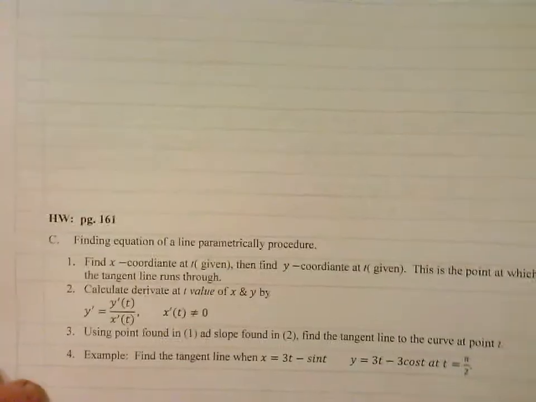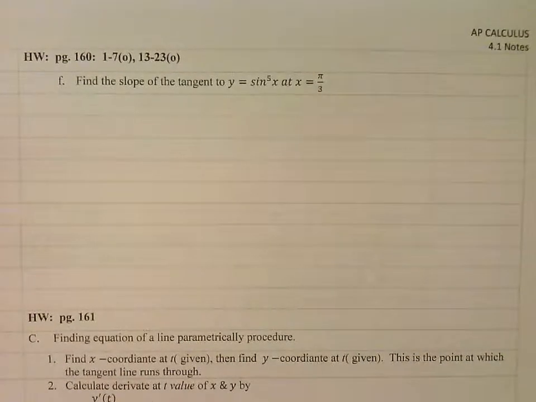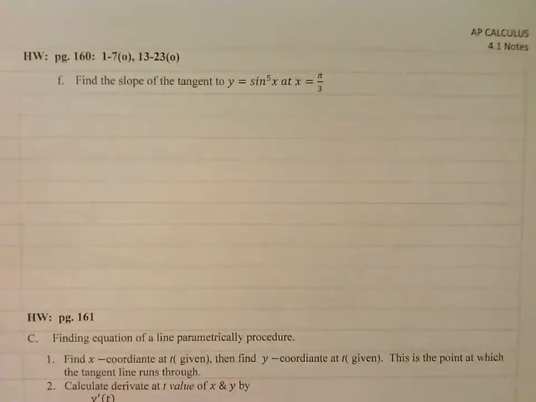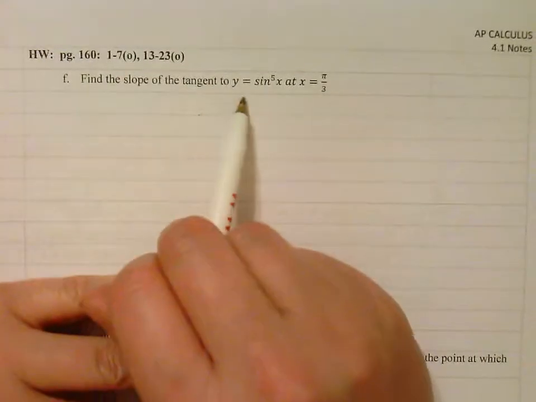Okay, so let's review slope of the tangent. Calculus likes those. So remember that the derivative is the slope, and please know your unit circle because it is back again. And I'm not going to be accepting decimals for unit circle things. Alright, so find the slope of the tangent to y equals sine to the 5th x.